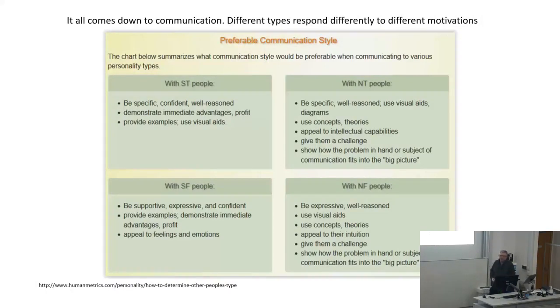So different types respond differently to different motivations. Okay, so preferable communication style. The chart below summarises what communication style will be preferable when communicating to various personality types. So if you're going to talk to me as an NT person, and you want me to listen, then you need to be specific, well-reasoned, use visual aids, diagrams, concepts and theories, appeal to my intellectual capabilities, flatter me, give me a challenge, show how the problem in hand or subject of communication fits into the big picture.